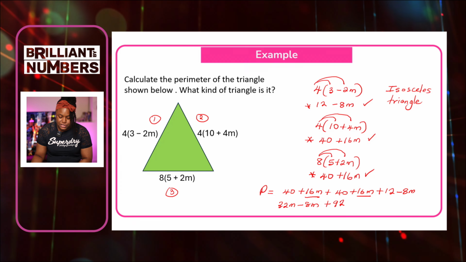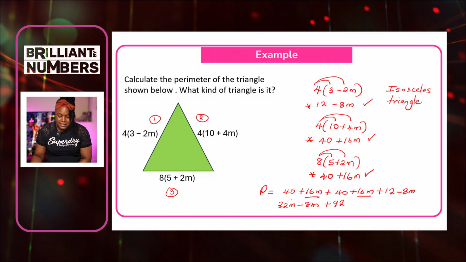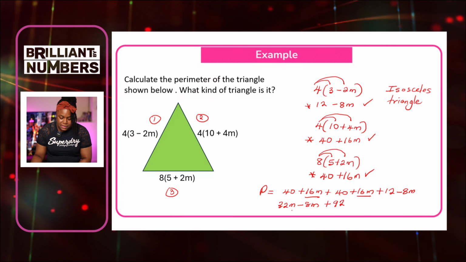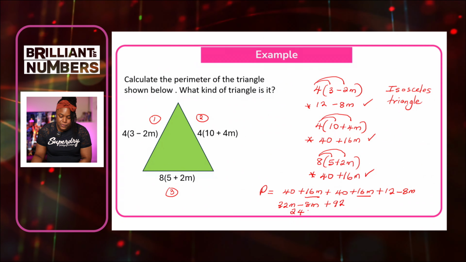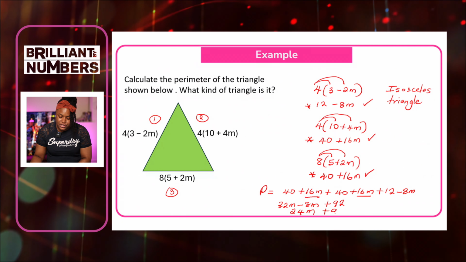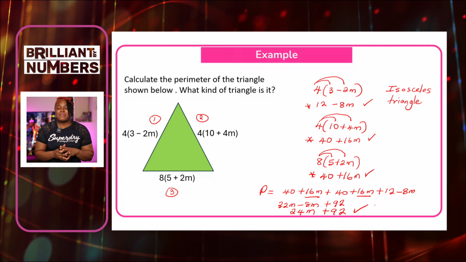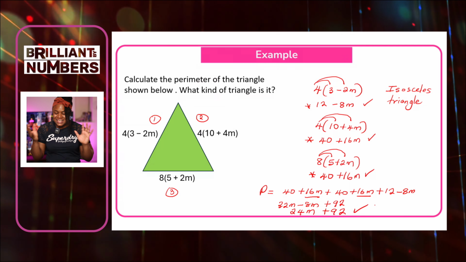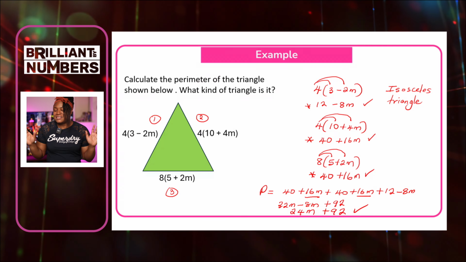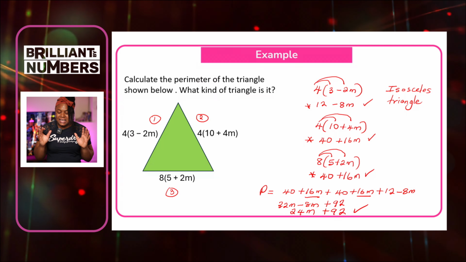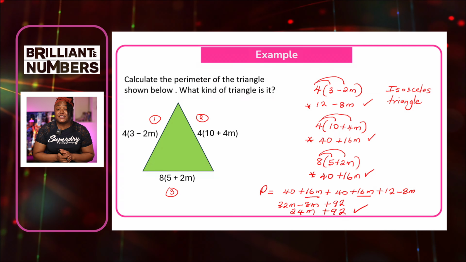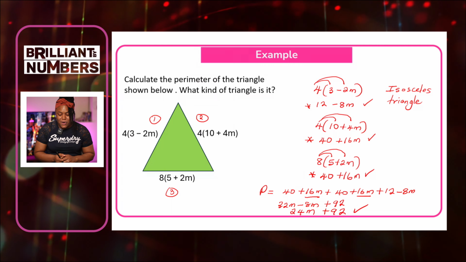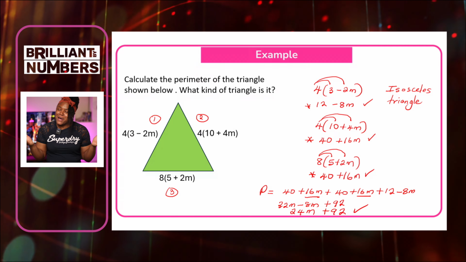So what is 32 now? Take away 8, that is equal to 24. So I've got 24m plus 92, which is the perimeter of this shape. So we've got to leave our answer like this as an algebraic expression. Absolutely brilliant. Awesome. So what we're going to do now is our key takeaways.